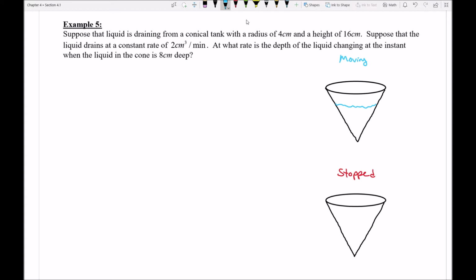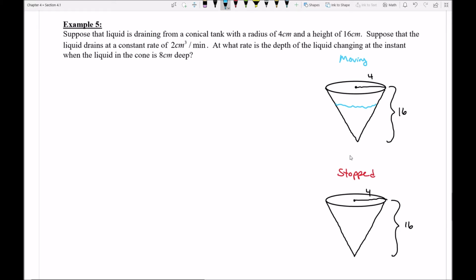Now I can also see that the tank itself is given some dimensions, and these dimensions are going to be fixed, so I'll draw them in black. I have 4 centimeters for this top radius, and then 16 centimeters for the overall height. And I should notice that even in the stopped picture, these dimensions are going to remain the same because they aren't changing at all. It's the same tank.